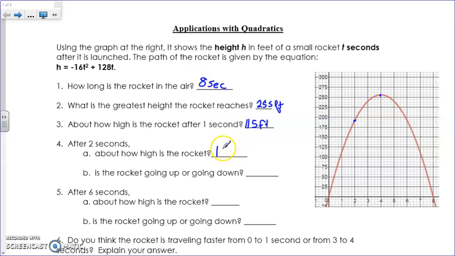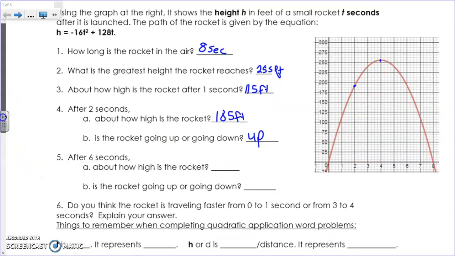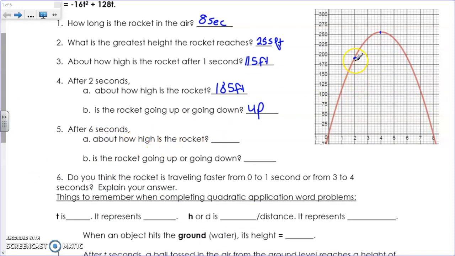Is it going up or down? It is going up at that point. After 6 seconds, how high is the rocket? Well, notice these are symmetric, so it should be the same. The only difference is now it is going down.